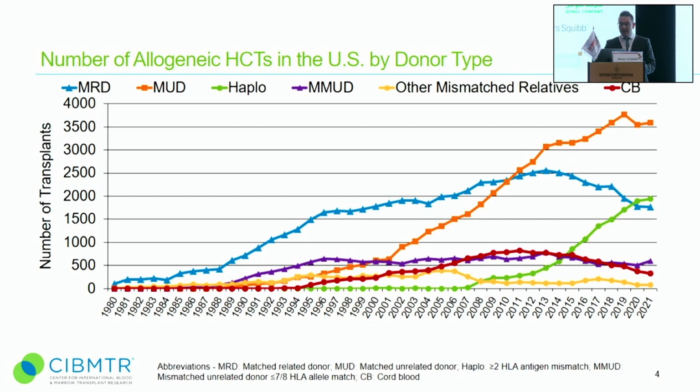Looking at the number of transplants by donor type, as you can see here in blue, matched related donor transplants were the largest group up until 2010, when matched unrelated donors started to grow and became the largest number of transplants in the current years. We are seeing a similar trend with more PBSC compared to bone marrow, and it is now reported that only around 10% of transplants use bone marrow grafts.